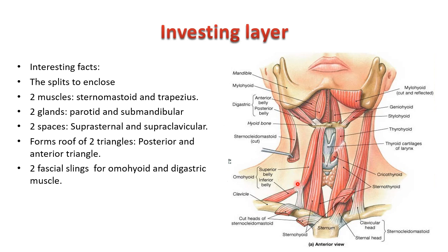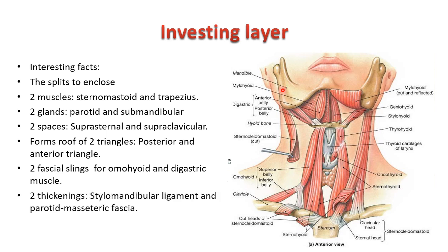So it forms two fascial slings and it also forms two thickenings. One is the stylomandibular ligament, and one more thickening is over the masseter and the parotid gland, which is called the parotidomasseteric fascia. So all of it: two muscles, two glands, two spaces, the roof of two triangles, two fascial slings and two thickenings. That is why it is also called the fascia of twos. I think with this we have completed the investing layer.